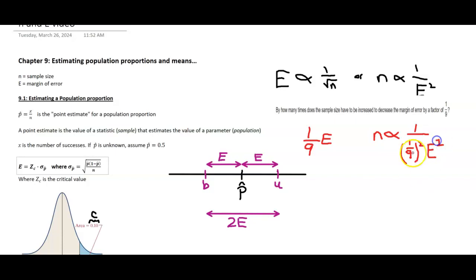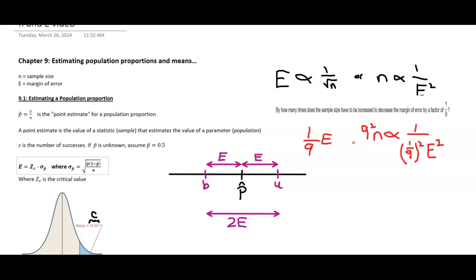So 1/9 squared is 1 over 81, and so 1 over 81 is what N is. It's basically saying that if I have 81 times N, that's going to be the same as 1 over (1/9) squared E to the first. So this is basically 9 squared N is going to be 1 over (1/9) squared E to the first. So that's how that works.